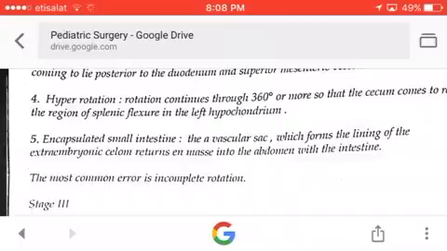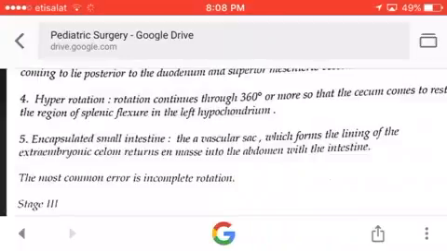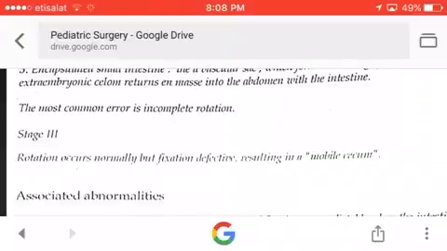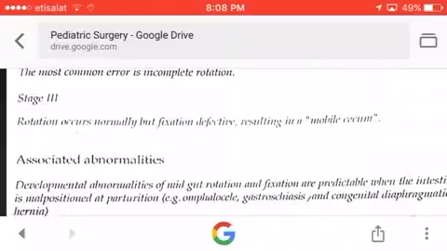The encapsulated small intestine, a vascular sac which forms the lining of the extra-embryonic coelom, returns as a mass into the abdomen with the intestine. The most common error is incomplete rotation. Stage 3, rotation occurs normally, but fixation defects result in a mobile cecum.